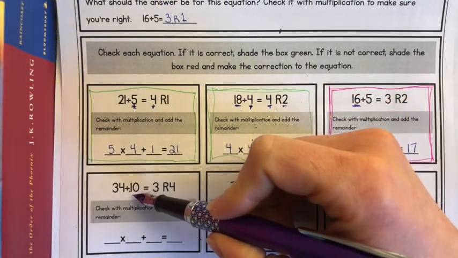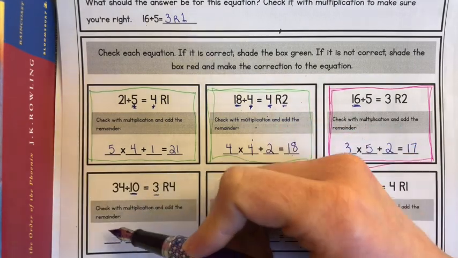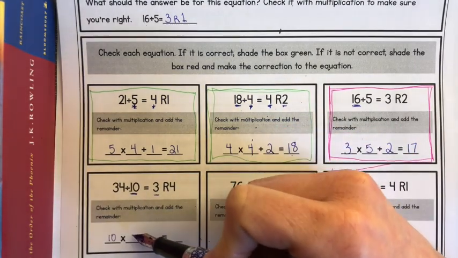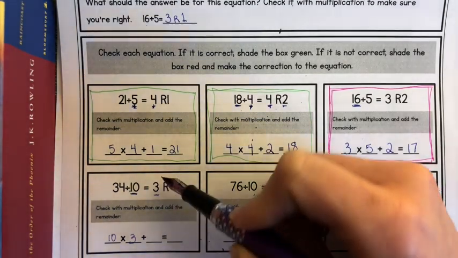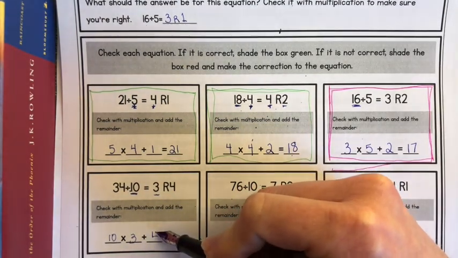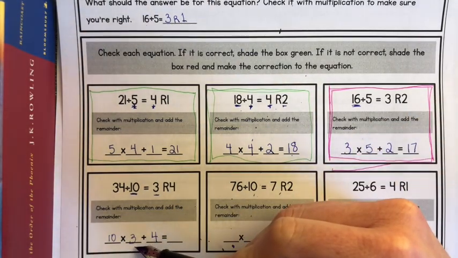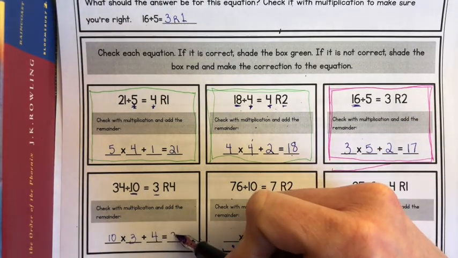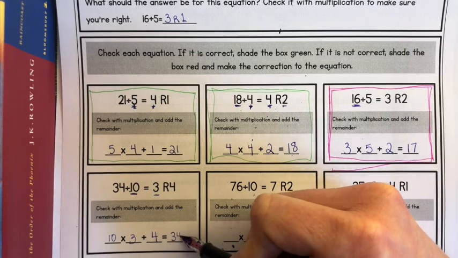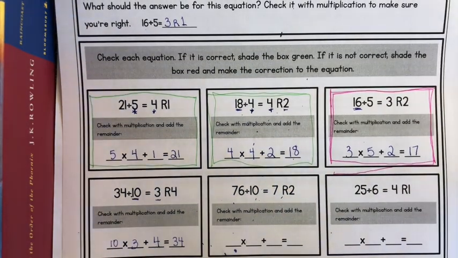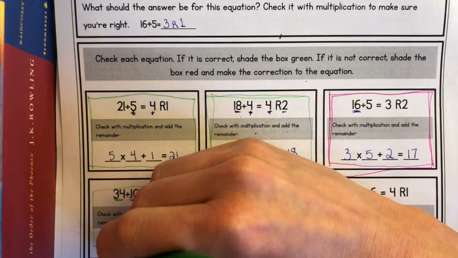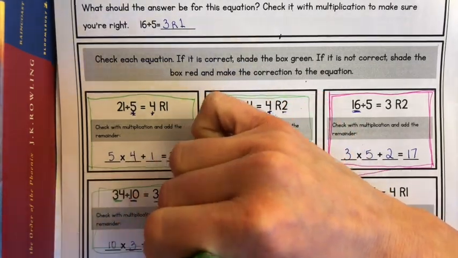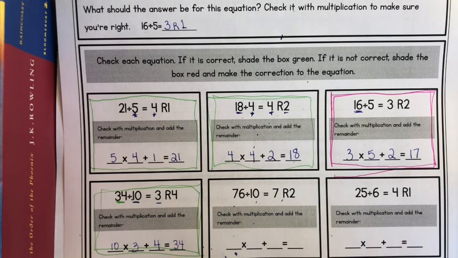34 divided by 10, we check it by doing 10 times 3, and then we're going to add the remainder, which is 4. So let's read. 10 times 3 is 30, plus 4 more is 34. And if I look, 34 was my dividend to begin with, so that one is correct because it matches 34. And I'm covered in ink. That's okay.